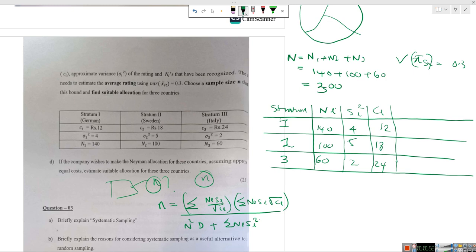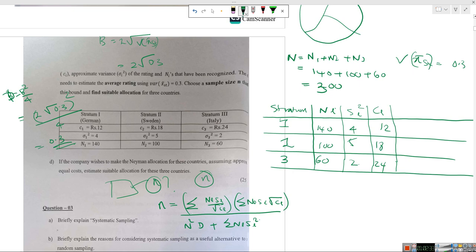Now for this, we need D also. D is equal to B squared divided by 4. B squared is nothing but, for x bar stratified, where B is equal to 2 into square root of variance of x bar stratified. So 2 into square root of 0.3, squared, divided by 4, it will give you 0.3. Okay, 0.3. Now we have to find this and this.